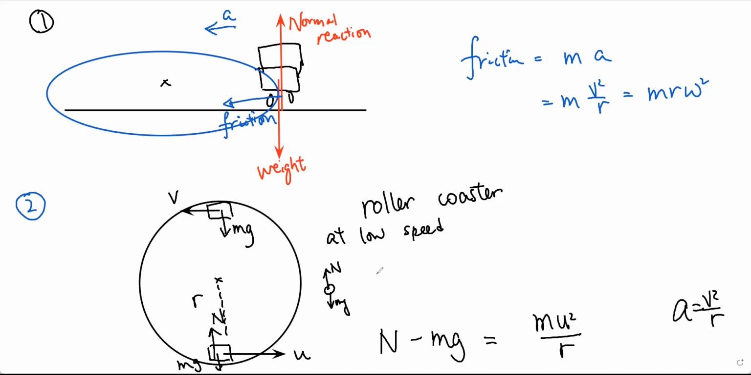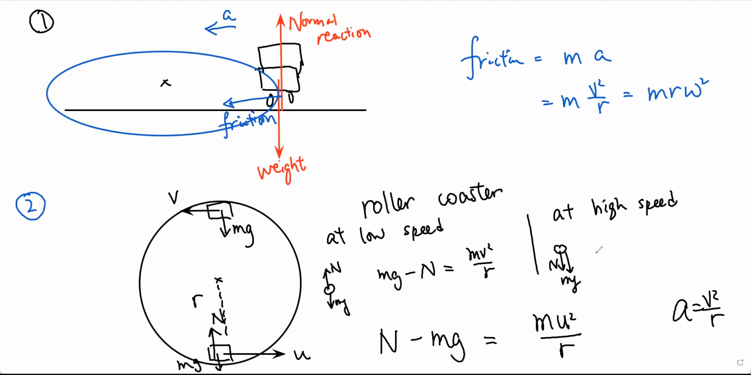But the net force should still point towards the center of the circle. So that means mg should be larger than N, because you need to point towards the center of the circle. Then use mv squared over r. At high speed, then N will point towards the center of the circle also. It depends on the speed of the object.